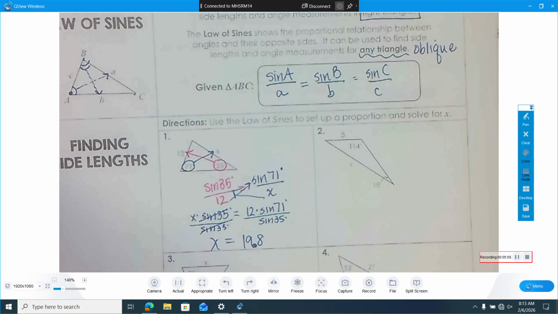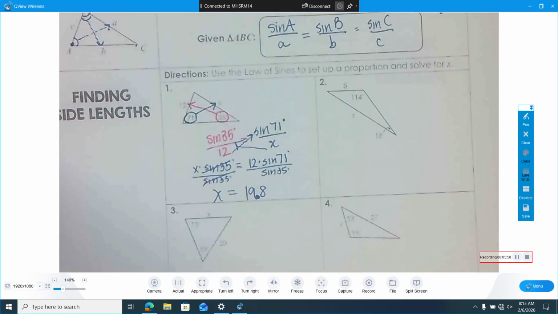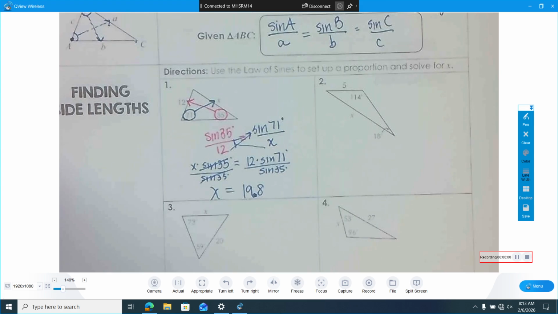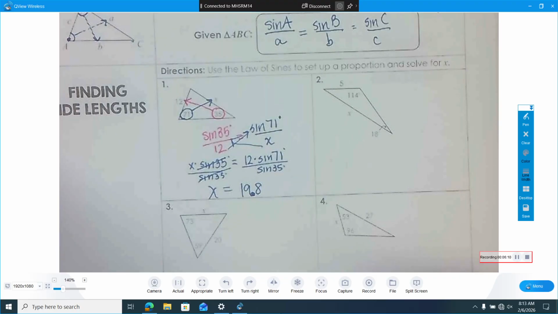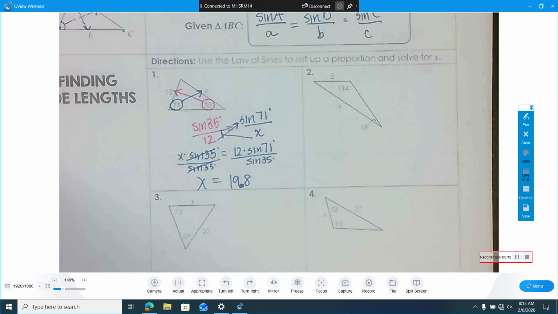All right, let's do number 4 because number 4 is different.